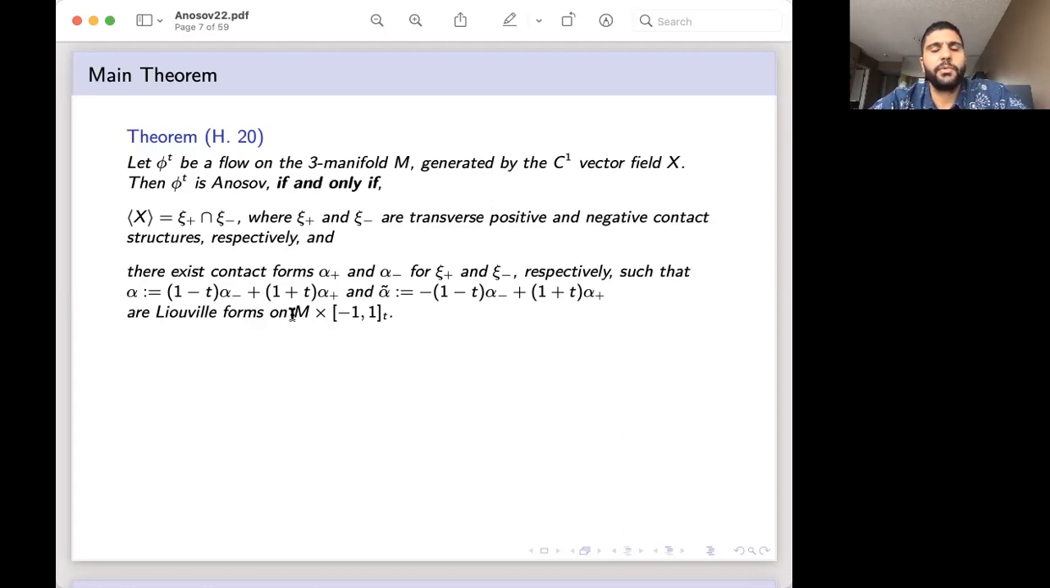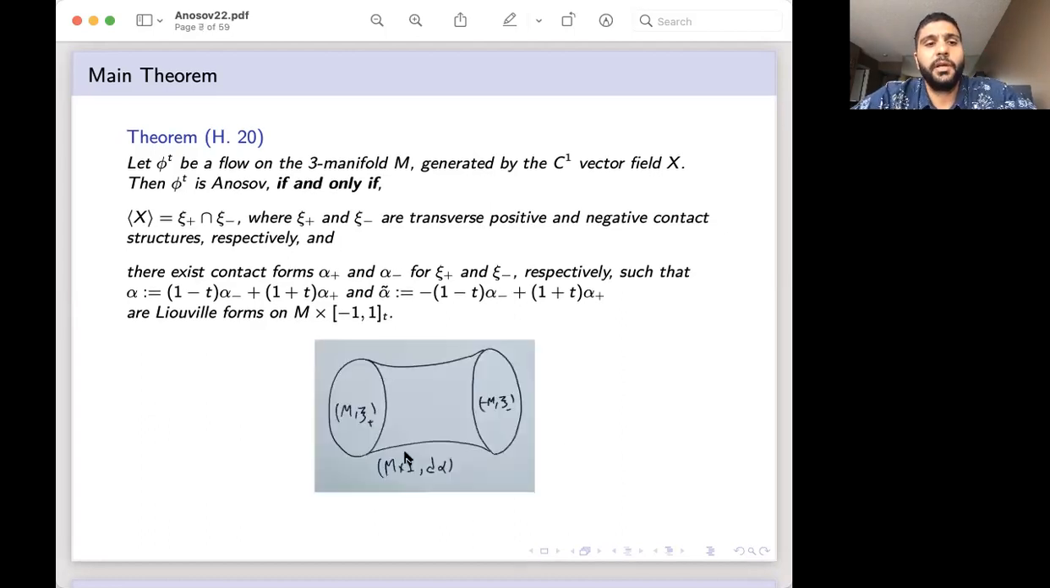Notice that M is a 3-manifold, so M cross interval is a 4-manifold. And I'm using this parametrization t for this interval, let's say from -1 to 1. Since alpha minus and alpha plus are one forms on the boundary of this 4-manifold, these interpolations can be seen as a one form on this 4-manifold M cross interval. If you look at the boundary of M cross interval, you can think of one of the boundary components as M and C plus, and the other boundary component as minus M and C minus.